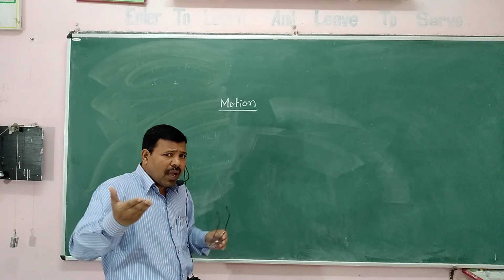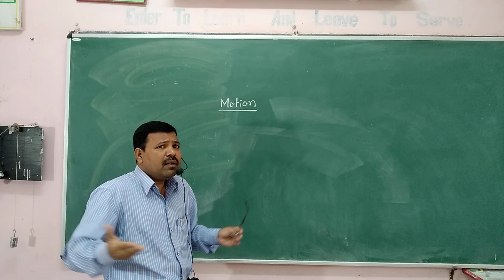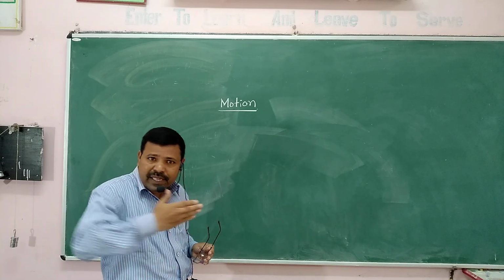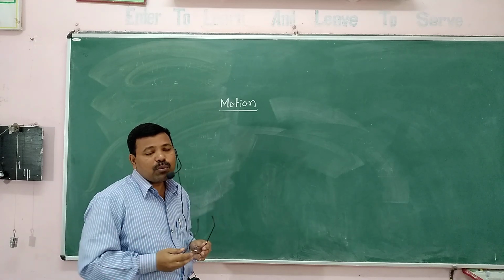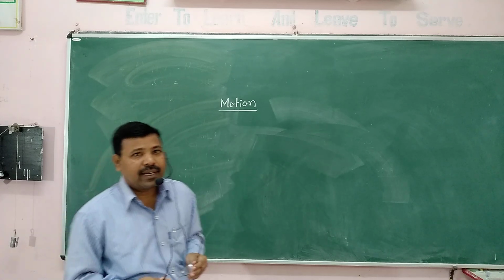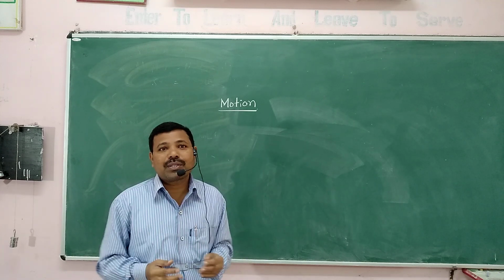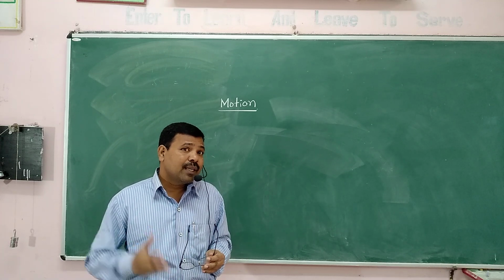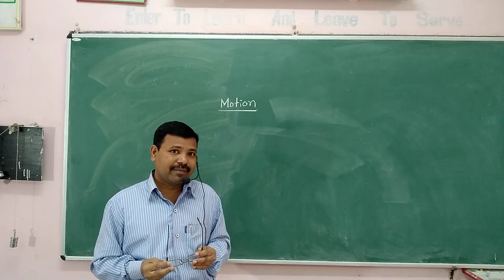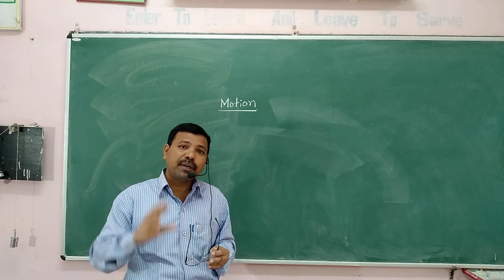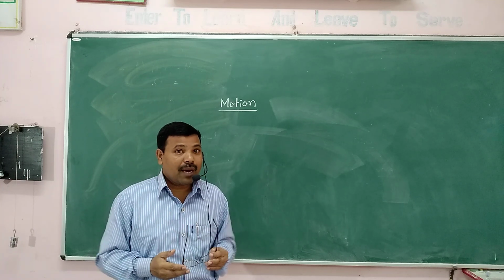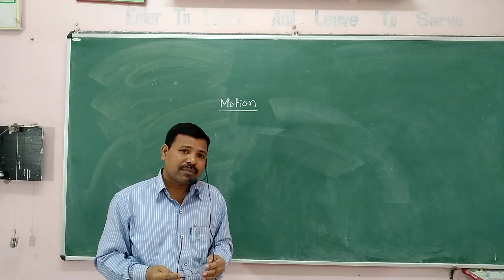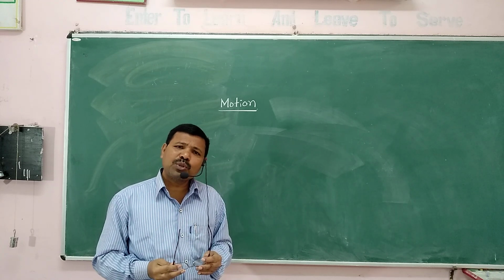Fine. And we have come across several types of motion. We have seen linear motion. Linear motion is also known as rectilinear motion or straight line motion. And we also have seen the rotational motion of a fan, the rotational motion of a top. We have come across the circular motion of the moon. Fine. So what is this straight line motion?